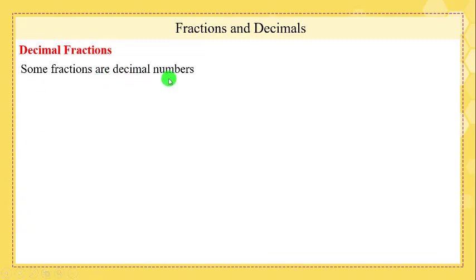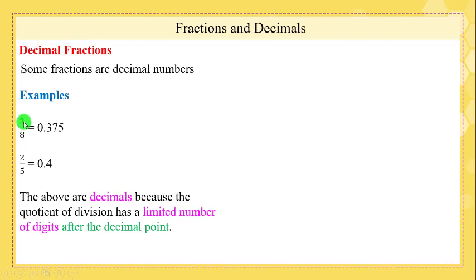Some fractions are decimal numbers. Since a fraction is really just a division problem, if you do the division of 3/8, you get the answer 0.375. This answer is the decimal form of the fraction. Also, if you divide 2/5, the answer is 0.4. These two answers are the quotients of the divisions. The above fractions are decimals because the quotient of the division has a limited number of digits after the decimal point.